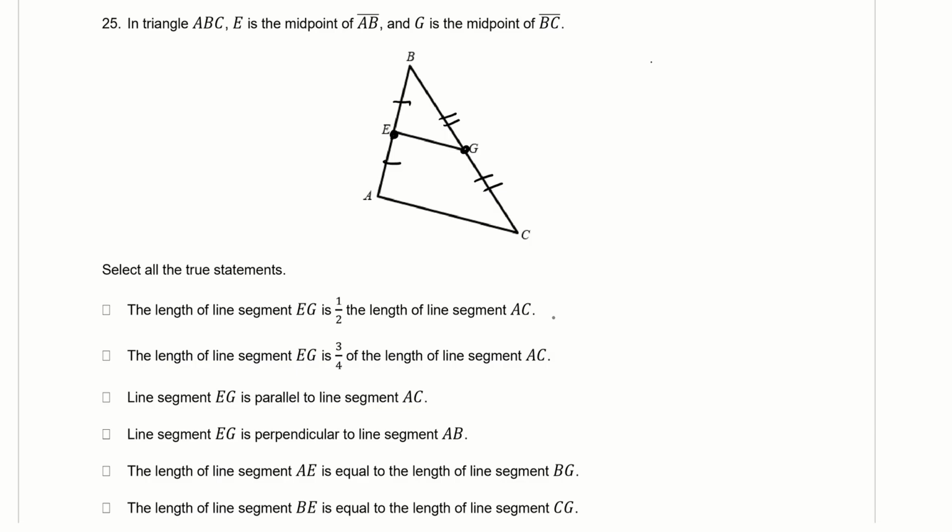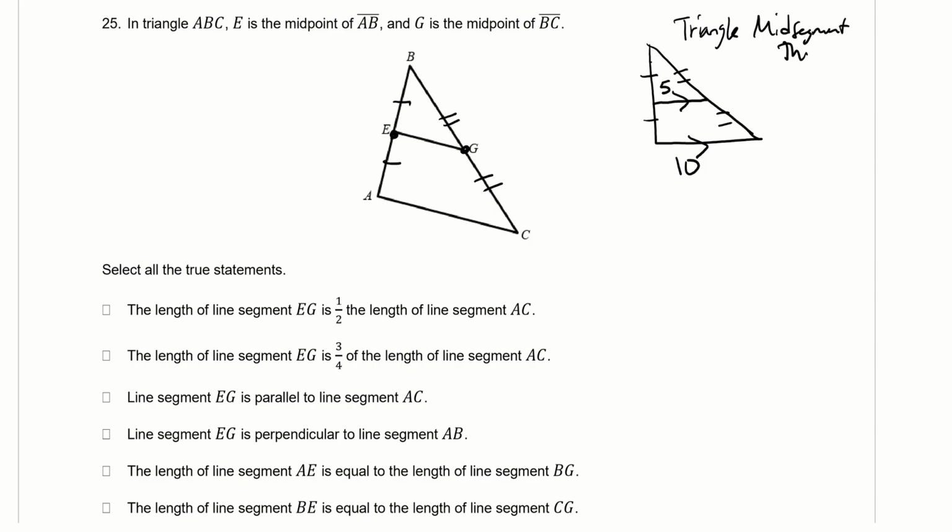All right, so let's look at that. The theorem says that if I have a triangle that's cut in half like that, then this is going to be parallel to that line, as long as these are cut in half. And not only that, if this side is 5, then this side has to be 10. It has to be double the side that it is parallel to. It's a double-half relationship, and that's called the triangle mid-segment theorem. So know the name, triangle mid-segment theorem. So the length of EG is 1/2 the length of AC. Yes, that is true based on what I just said.